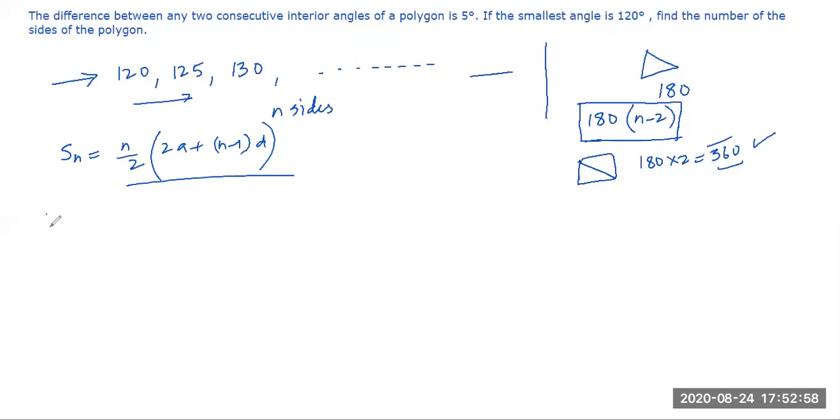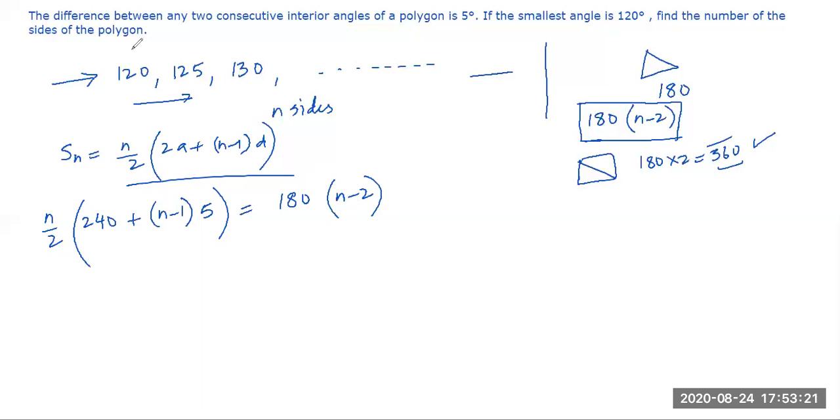So we can say n by 2 into 2a. What is 2a? It's 240. It's 2 into a plus n minus 1, where n is the number of sides we don't know, into d. What is d? d is 5 degrees. This is equal to 180 into n minus 2. Am I right, Ishma? Yes, sir.